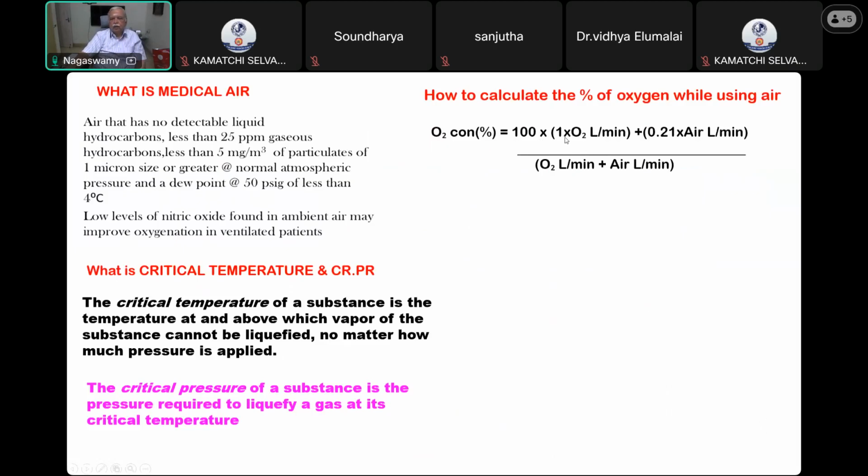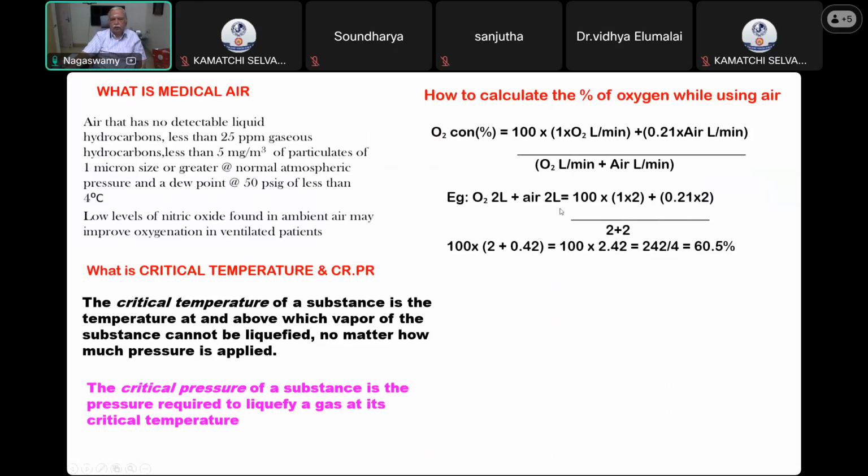100 into 1 into oxygen, how many liters of oxygen you are using, plus 21, and divided by total flow, oxygen in liters and air. So for example, if you are using 2 liters of oxygen and 2 liters of air, you multiply 100 into 1 into 2, plus 0.21 into 2, that is air contains only 21% oxygen, whereas oxygen contains 100% oxygen. So for that you have to calculate, and the total flow is 2 plus 2 is 4. So if you multiply all that, you are giving roughly 60.5% of oxygen in the total gas mixture.